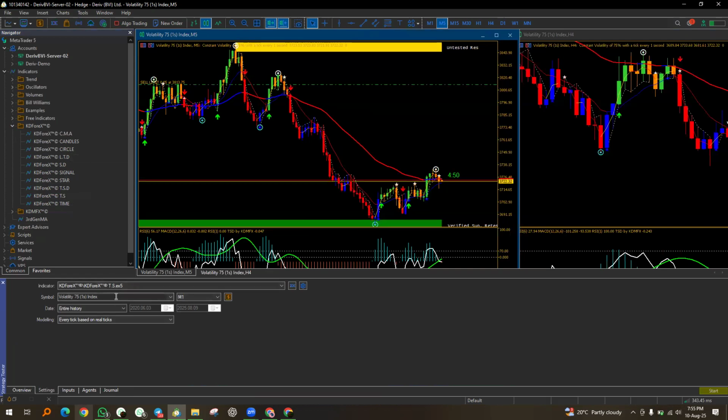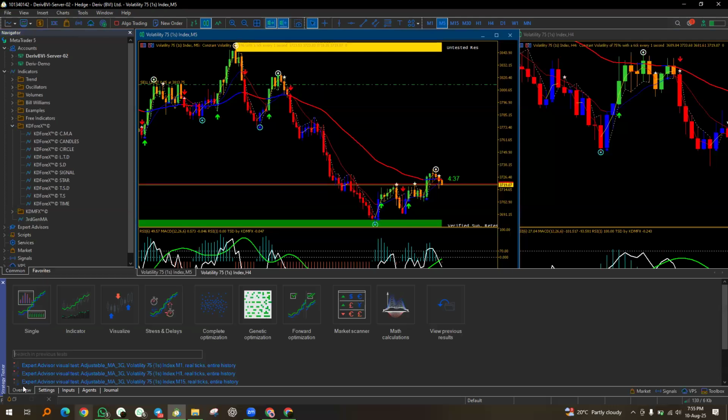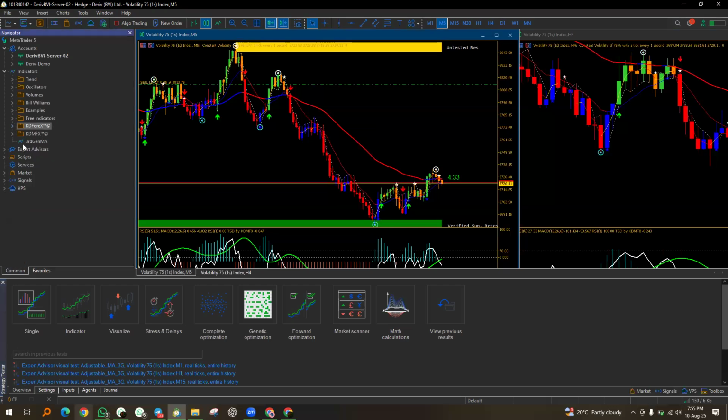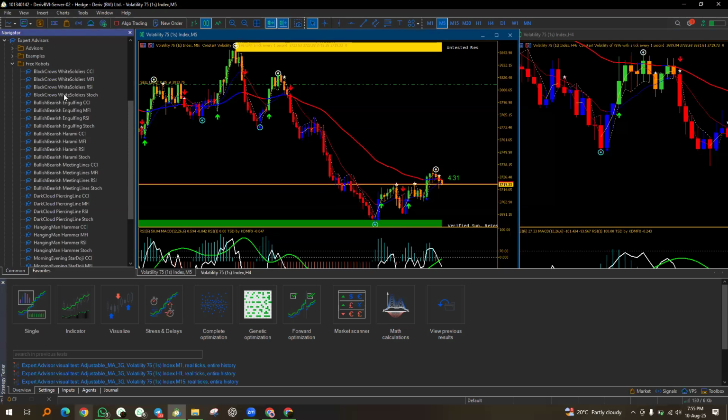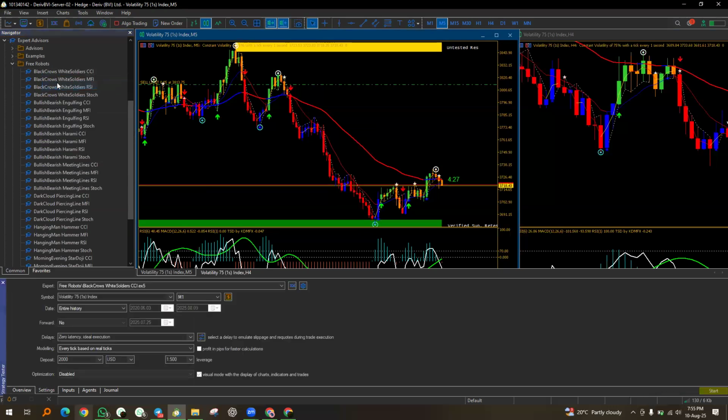We're testing the indicator. So now the problem is when you're testing the indicator alone, you're not going to have the visualization. So you're not going to see. So you go to overview. This is why we mostly go to the expert advisors. We look for the free robots like that. We just go and test. So that you have the visual mode with the display of the charts and the indicators when you're trading.